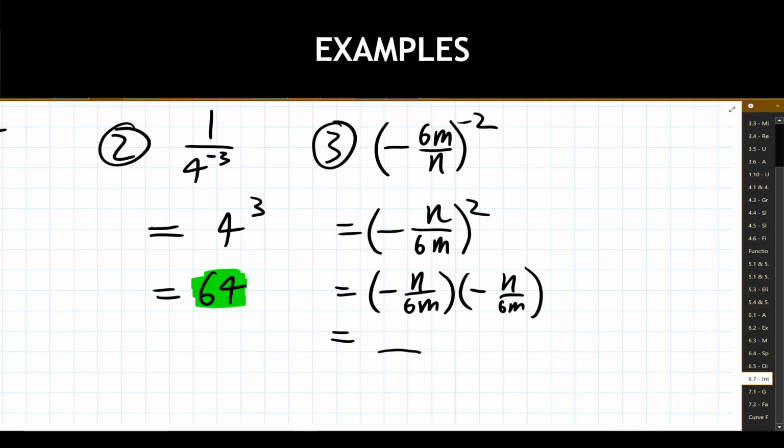Multiplying fractions, we go straight across. n times n is n squared. In the denominator spot, we have 6m times 6m. It's going to give me 36m squared.